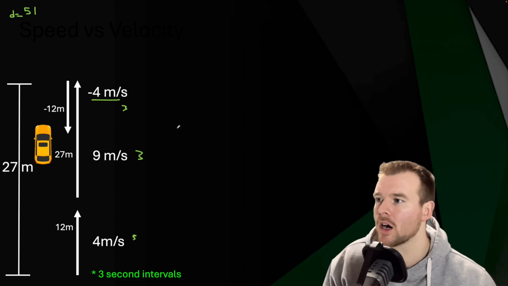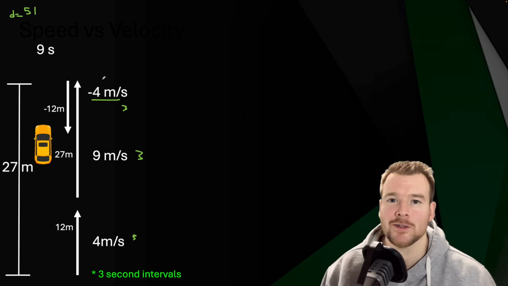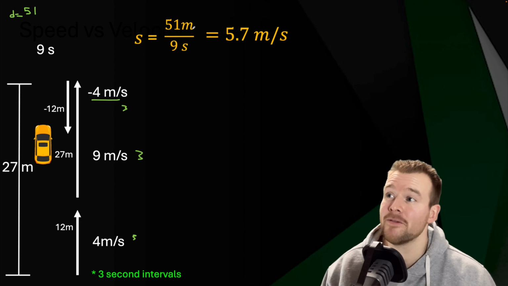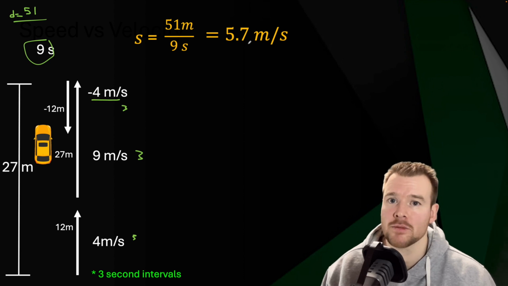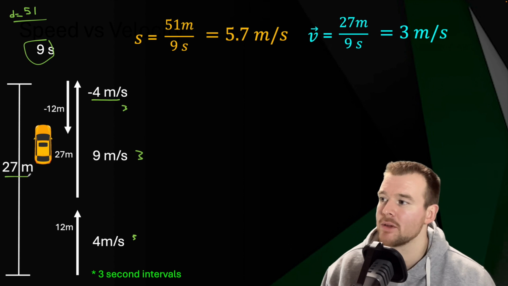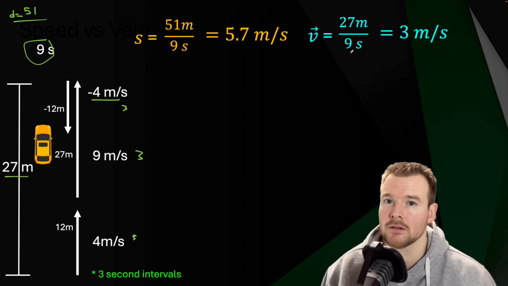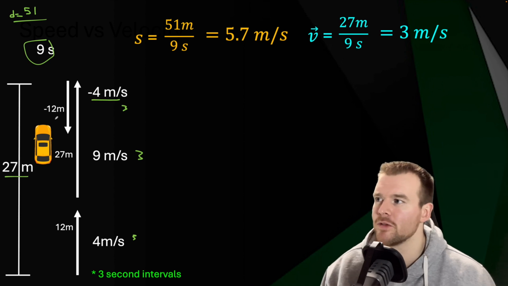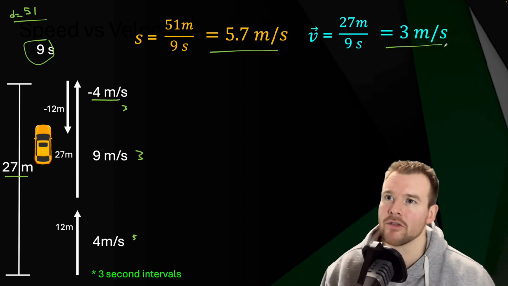Okay, let's see how this works for our speeds and velocity here. Oh yeah, 9 seconds as well. So our speed, the 51 meters was the total distance, divided by 9 seconds, 5.7 meters per second. Velocity, we went 27 meters from where we started, over 9 seconds, 3 meters per second. This is because we've changed direction. Reminder that these calculations are telling us an average.